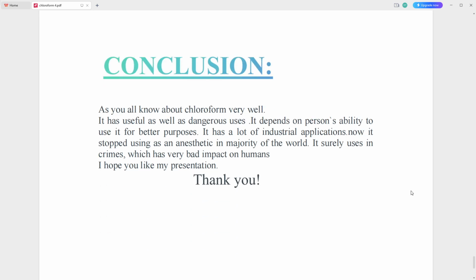Now I end my presentation with the conclusion. As you all know about chloroform very well now, it has useful as well as dangerous uses. It depends on a person's ability to use it for better purposes. It has a lot of industrial applications. Now it has stopped being used as an anesthetic in the majority of the world. It is surely used in crimes, which has very bad impacts on humans.